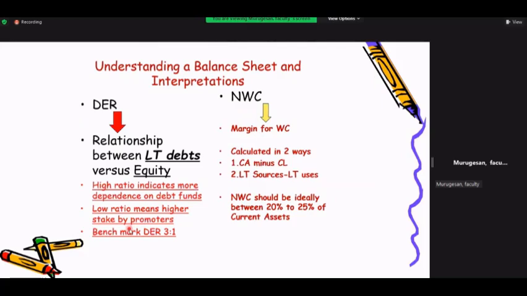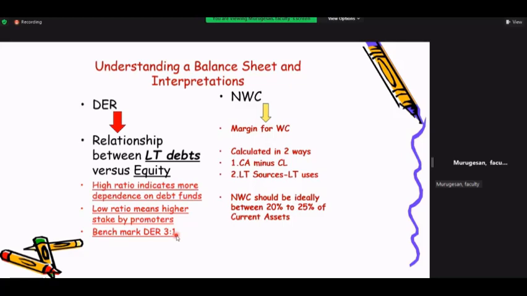Sometimes decisions will be based on analysis. Debt equity ratio, long-term debts versus equity. A high ratio indicates more dependence on debt funds. A high ratio means they are depending on other funds; their own funds are very little. A low ratio means a higher stake by the promoter. The benchmark is 3:1. Debt equity ratio 3:1 is ideal.